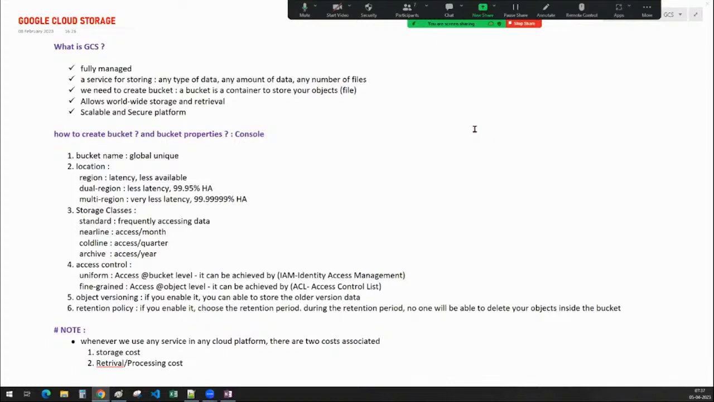Now the question is how to create a bucket. As I told you, if I want to work with any service in GCP, there are two ways: one is via the console, and the other is via a command line tool. So let me open.